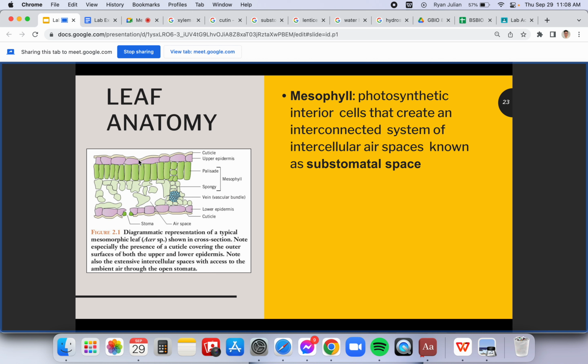Mesophyll, on the other hand, is the photosynthetic interior cells that create an interconnected system of inner cellular air spaces known as substomatal spaces. This fluid white cavity that you are seeing right now is what we call the substomatal spaces.